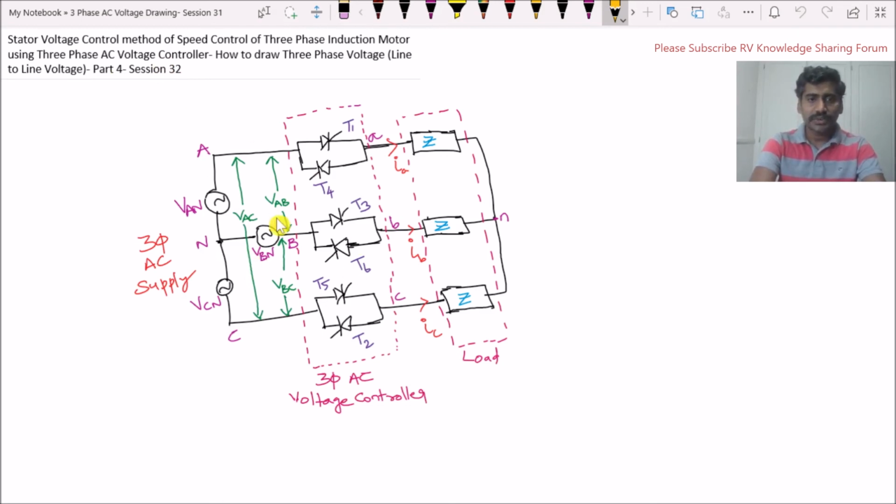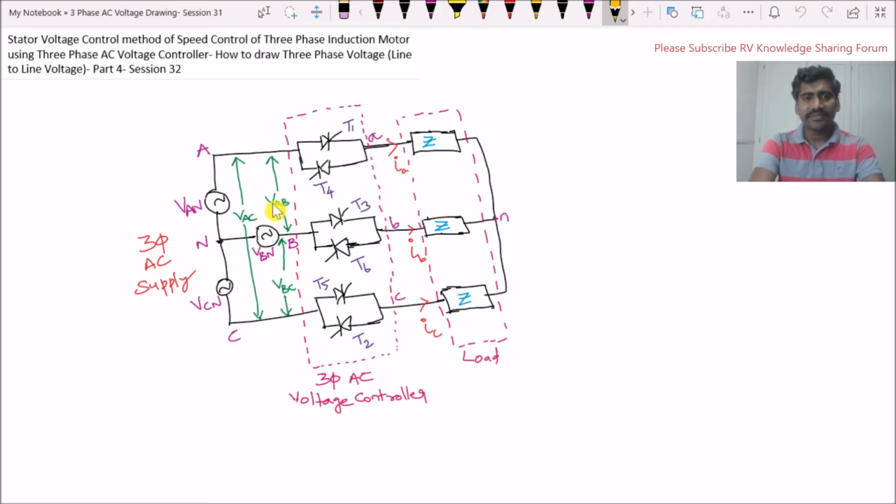So this is the circuit diagram which we have used for stator voltage control of three-phase induction motor. In which we have used a three-phase AC voltage controller in order to control the speed and torque of a three-phase induction motor. For this controller, we have fed three-phase AC supply which is of a star connected system. Here the voltage which is measured between the phase A and the phase B is VAB. So this VAB is a line voltage.